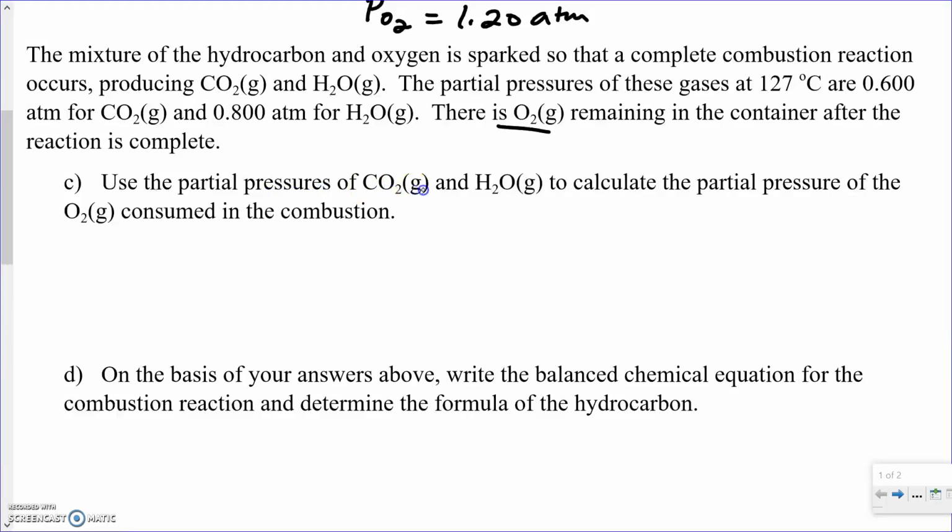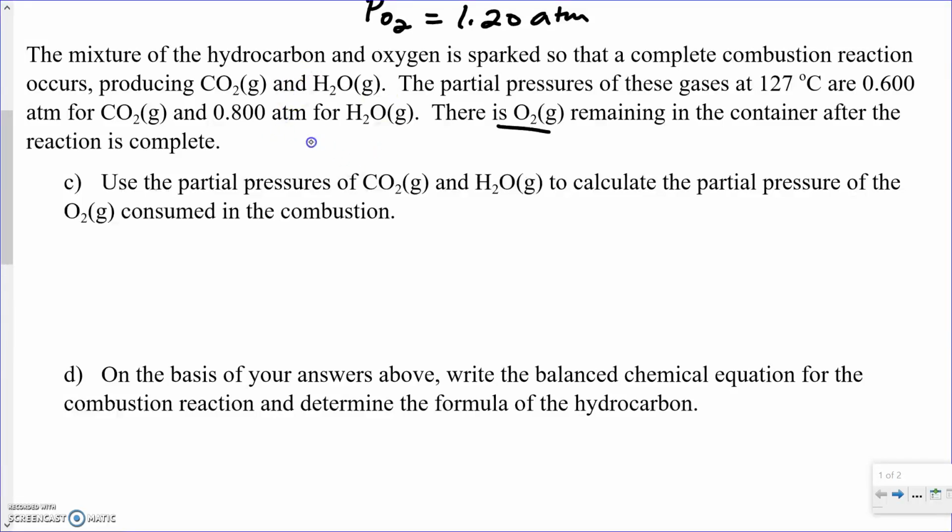Use the partial pressures of CO2 and H2O to calculate the partial pressure of the oxygen consumed in the combustion. So this is where we do get a little bit of stoichiometry, but also keep in mind that when we think back to Avogadro's law, we can use volume, pressure, etc. just like we would mole values because we're keeping the same temperature and the same basic volume. So our atms here, our pressures, can be used just like they would be for a mole value.